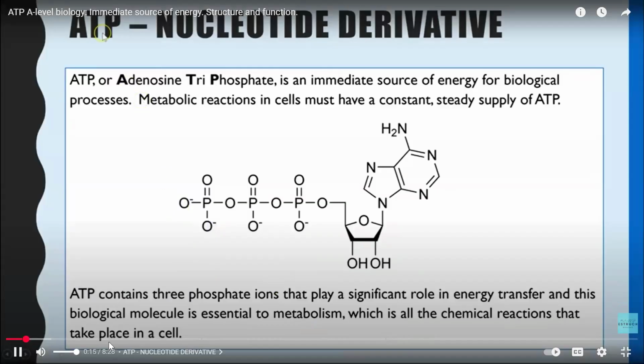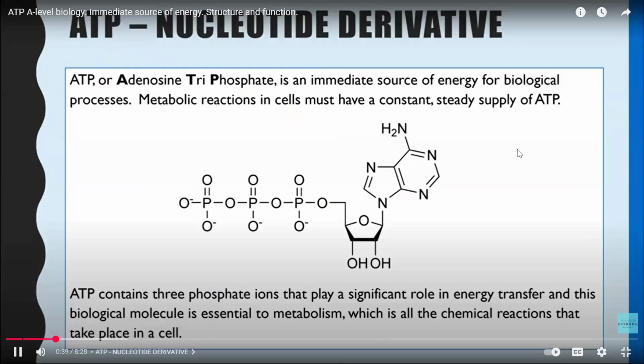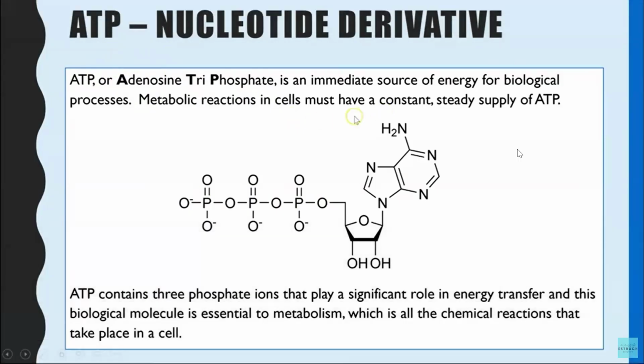So first of all, ATP is in the biological molecules topic and it is a nucleotide derivative. That means it is made up of many of the same structures or molecules that a nucleotide is. ATP stands for adenosine triphosphate, and its function is as an immediate source of energy in metabolism or biological processes. So it's essential that all cells have a constant, steady supply so that they can undergo all of the chemical reactions which have to take place in the cell.